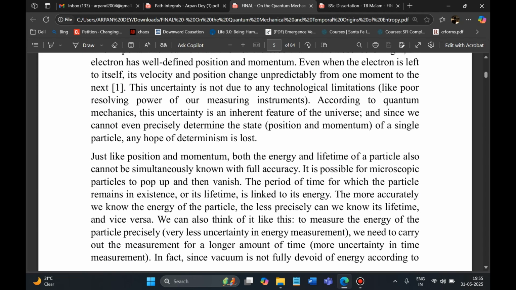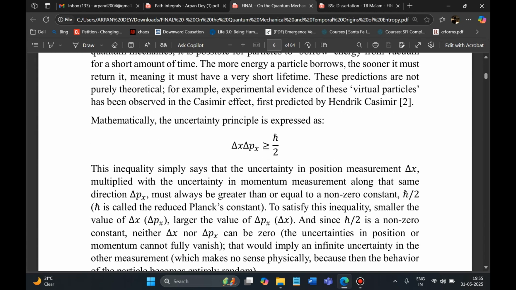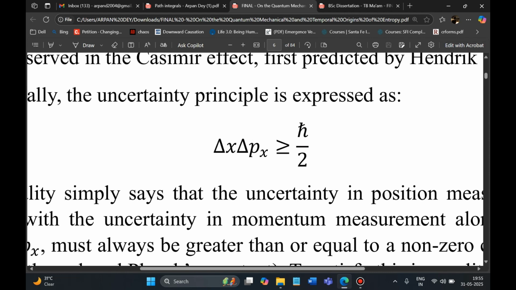And the uncertainty principle states that delta x is the uncertainty in position measurements. So suppose you're measuring the position of a particle, there will be some uncertainty, and this is the uncertainty in the measurement of the momentum of the particle in the same direction. That's why we have written delta px. So the product of both these uncertainties must be greater than a non-zero constant. This is reduced Planck's constant, h bar.